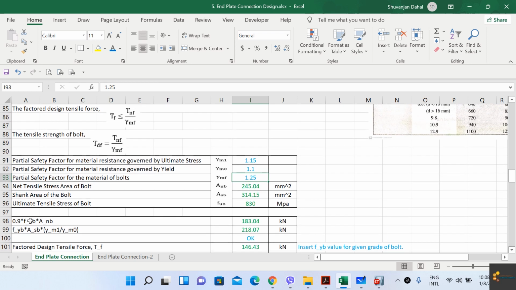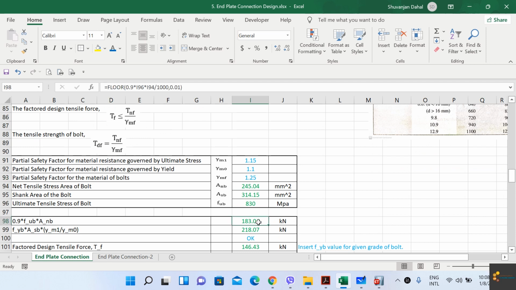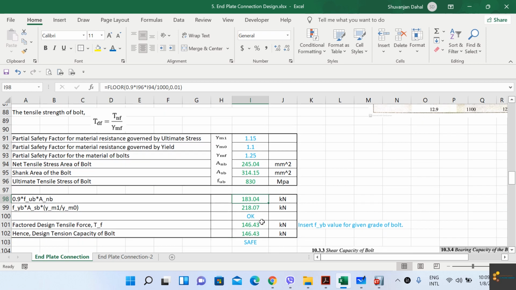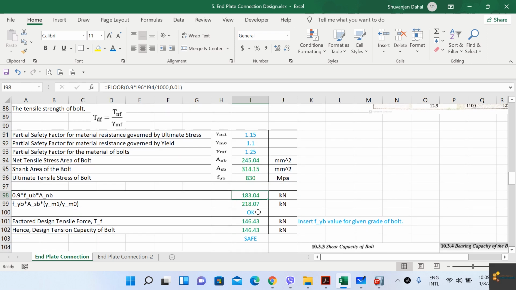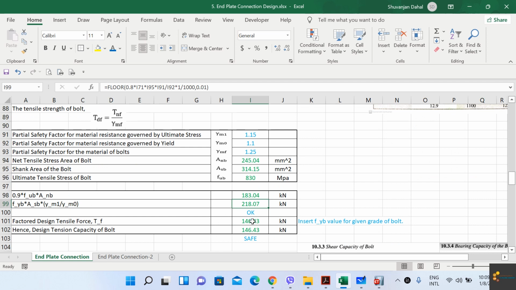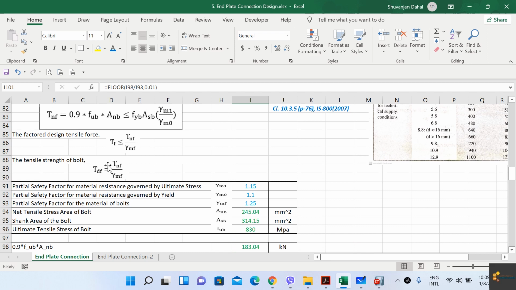So let's see here, first let's calculate 0.9 FUB into ANB. This we get to be 183.04 kN, and FYB into ASB into gamma M1 by gamma M0, this value comes out to be 218.07 kN. So since this 183 is less than 218, it's okay here, as given from this codal formula. And finally, the factored design tensile force is given by dividing this value 183.04 by the partial safety factor gamma MF 1.25 as given in this formula here.